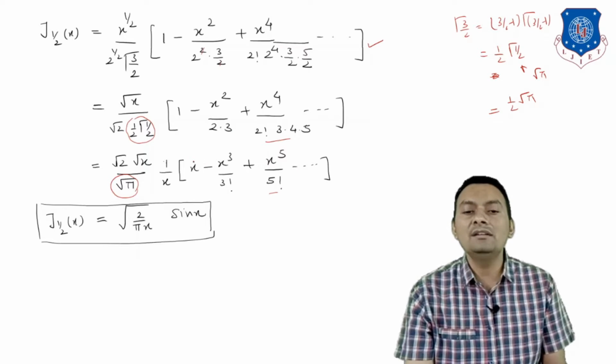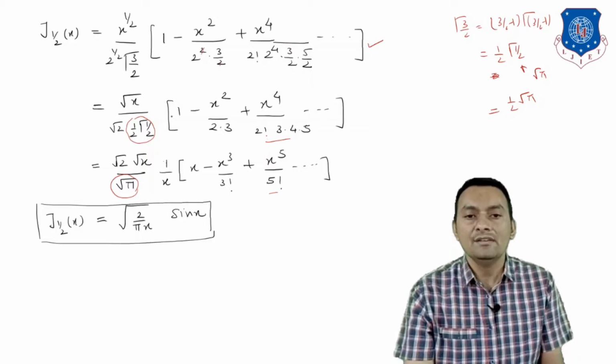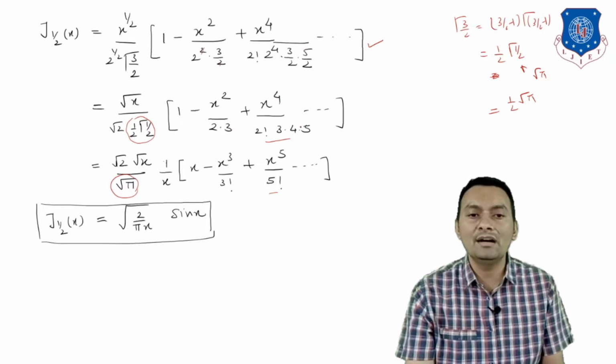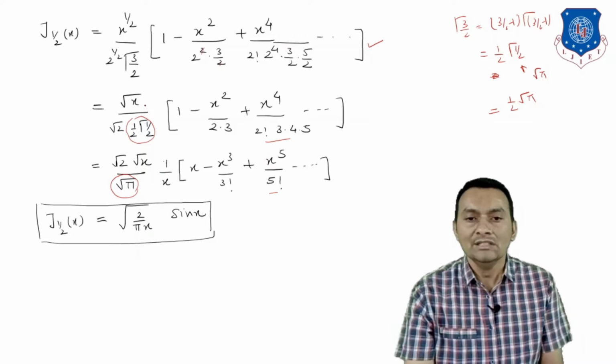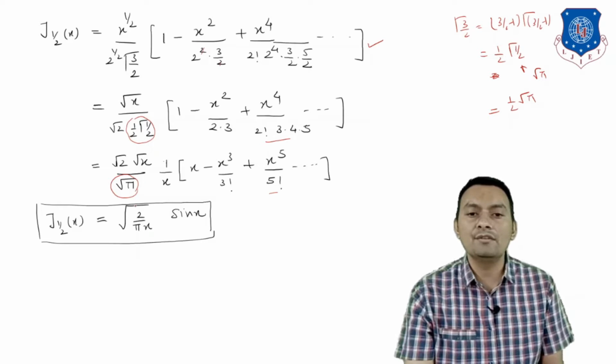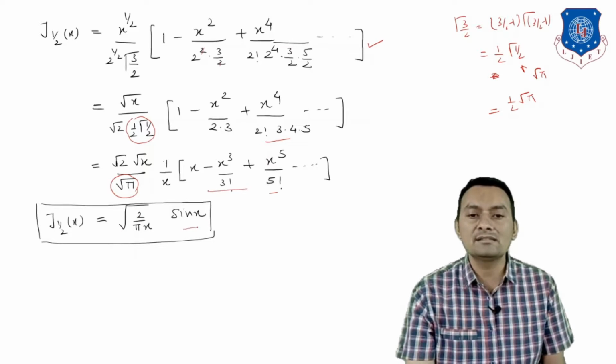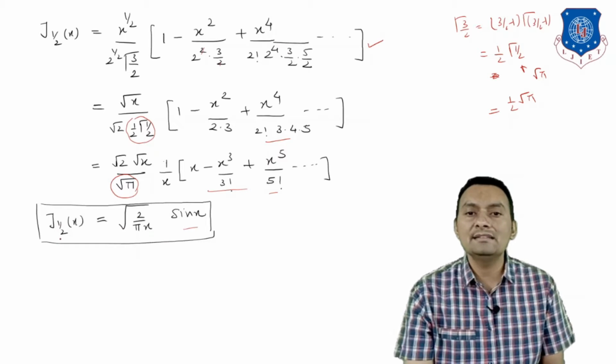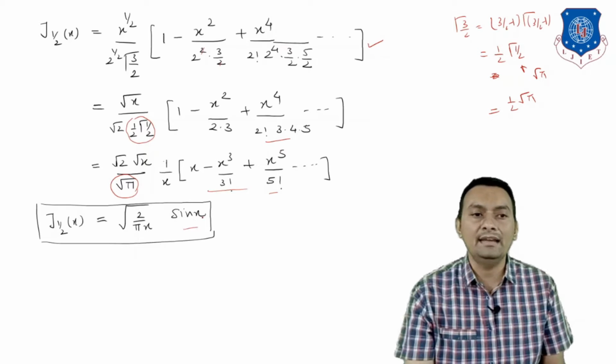But what we have done in this particular case, we have multiplied by x and divided by x. So if I multiply by x, we get x minus x raised to 3 divided by 3 factorial plus x raised to 5 divided by 5 factorial, and so on. So in that case you can observe the square root of x divided by x. So what we will have? 1 divided by square root of x. So we will have square root of 2 divided by pi x times, and this is the expansion of sin x. So we have obtained that J 1 by 2 x is equal to square root of 2 divided by pi x times sin x.